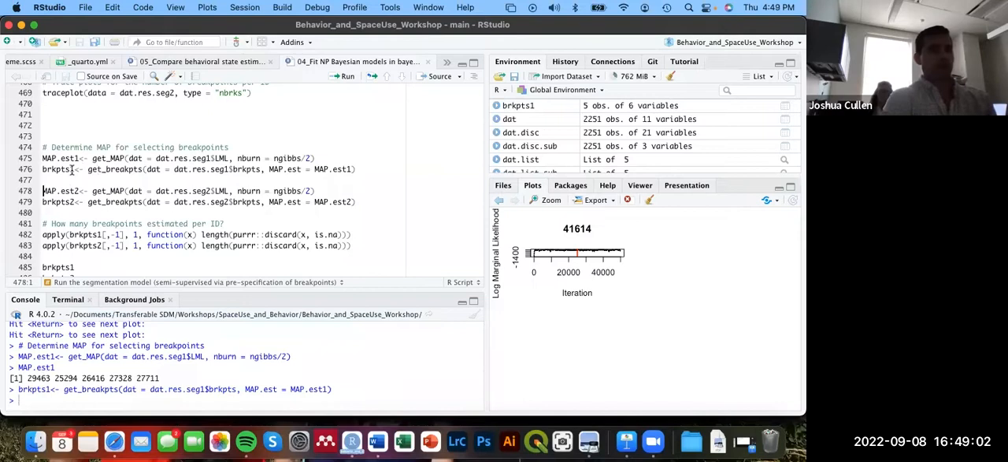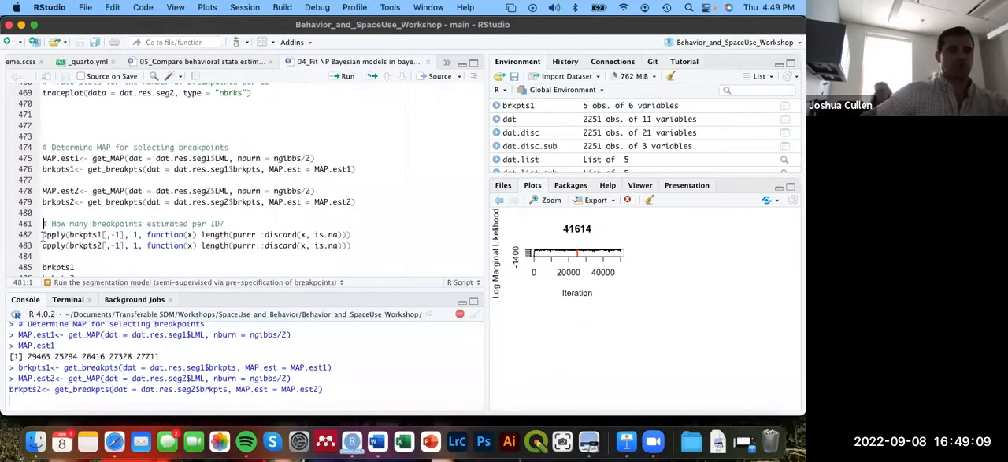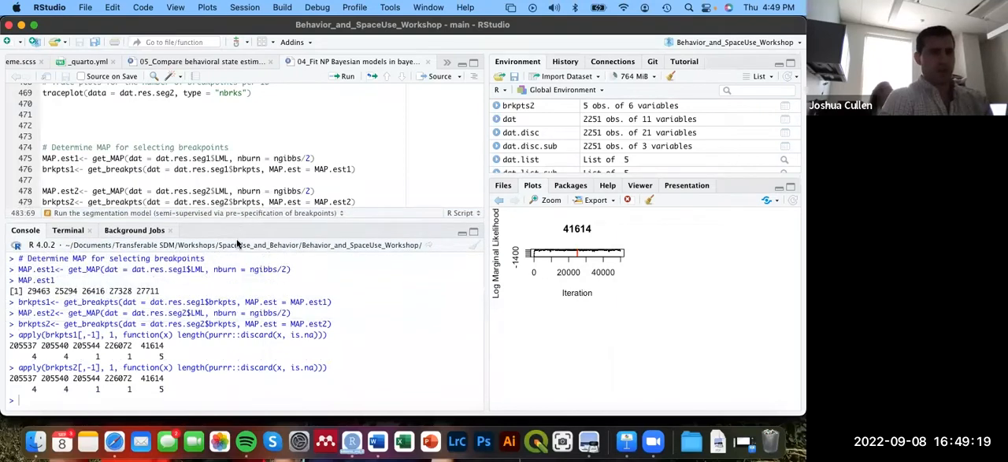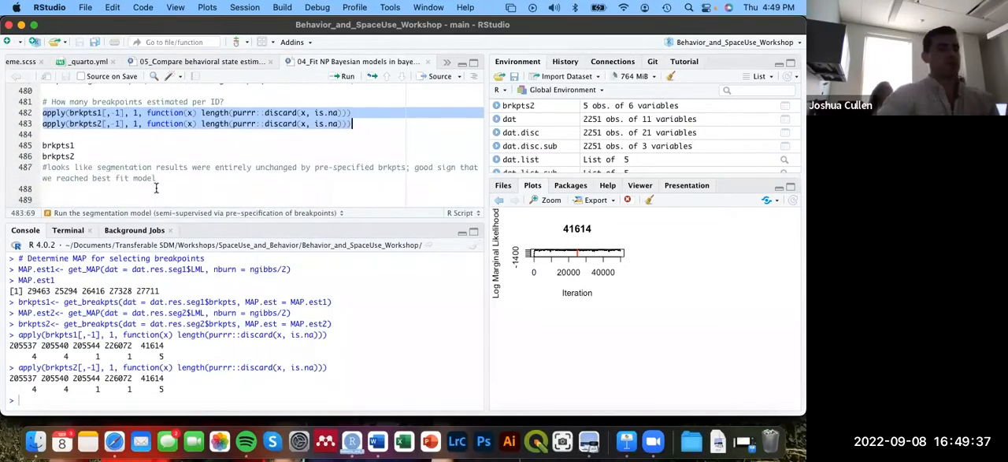The values that have a 1 at the end are our initial unsupervised model. If it has a 2, that's from our semi-supervised model. Now we're going to look at the number of breakpoints per individual based on these two models. And we can see that they have the same number of breakpoints estimated per individual. They could have different positions of these breakpoints, but right off the bat, it seems like they're working pretty similarly. So these breakpoints we pre-specified may or may not have helped.